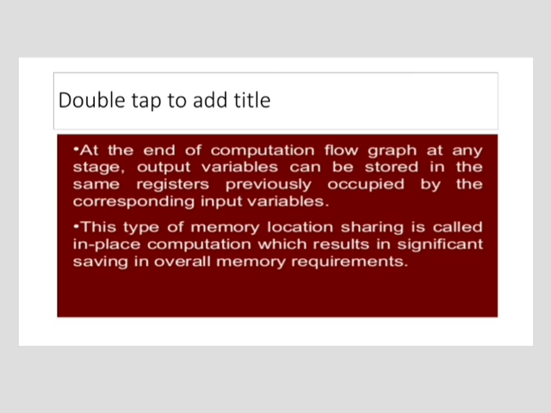At the end of the computation flow graph, at any stage, output variables can be stored in the same registers previously occupied by the corresponding input variables. This type of memory location sharing is called in-place computation, which results in significant saving in overall memory requirements.